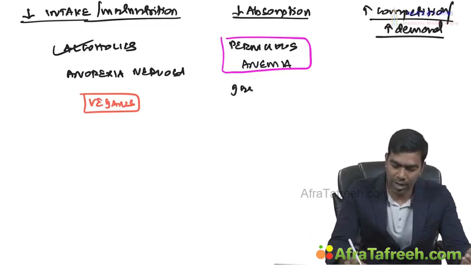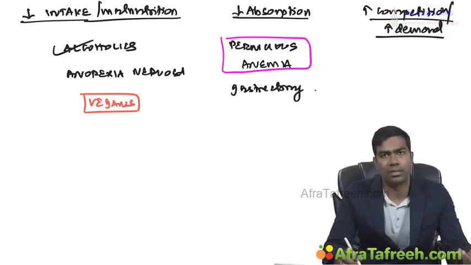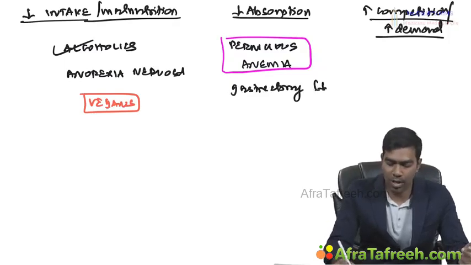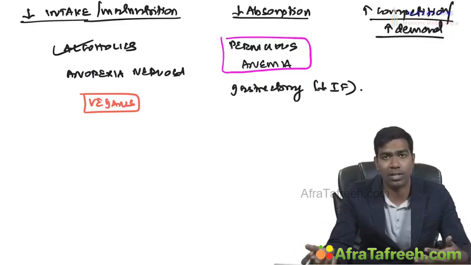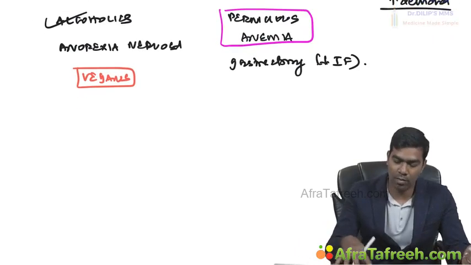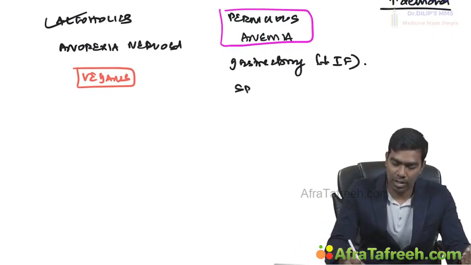The next thing is when you have a gastrectomy. The reason why you will have a B12 deficiency in a gastrectomy is because there is reduced secretion of intrinsic factor. Again, the intrinsic factor B12 complex is the one that is absorbed in the terminal ileum. That's the reason why you can get it in gastrectomies.